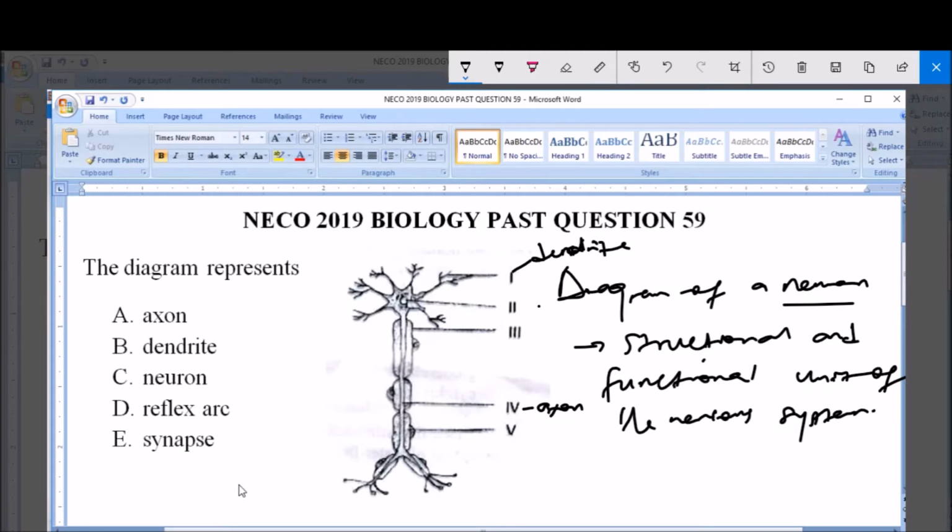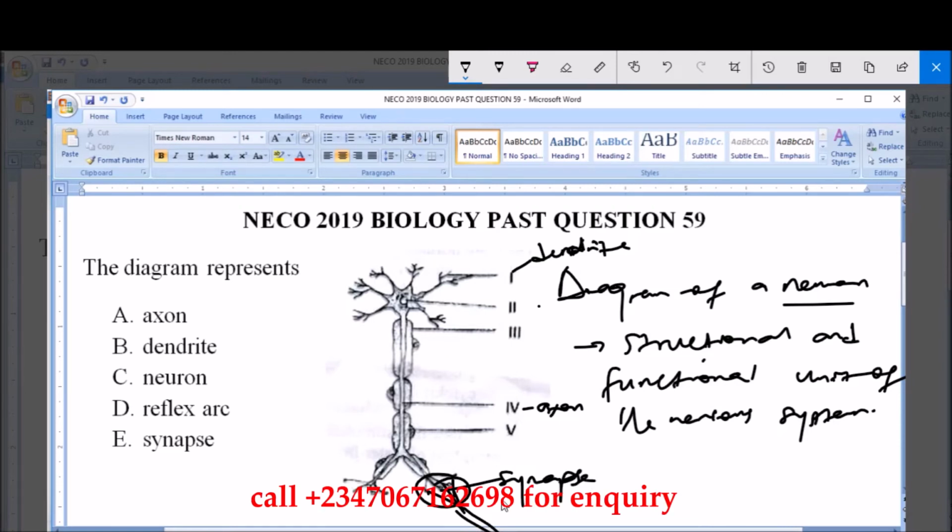Now E says synapse. Synapse is formed when this neuron communicates with another neuron, that is, communicates to the synaptic cleft of another neuron. Then we say this is a what? This is a synapse. That point, that junction where they communicate, is known as a synapse.